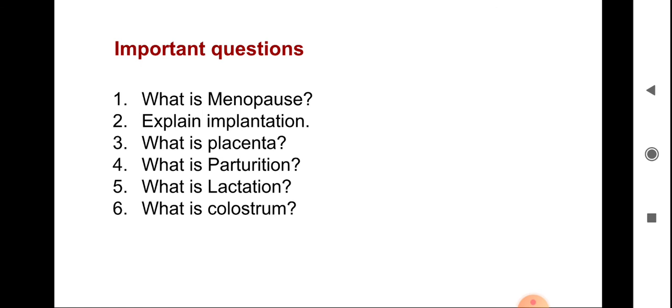So here are the questions related to today's session. What is menopause? There's one more question: explain implantation. It's a 5 marks question. What is placenta? What is parturition? What is lactation? And what is colostrum?